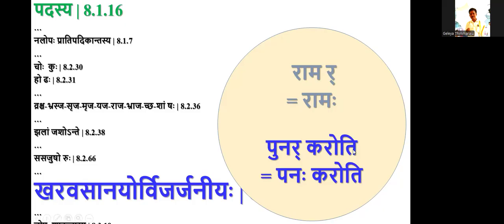But if you take the example of Punar plus Karoti, here this Refa is followed by a Kar letter. It is not a counter example, sorry. This is the example for Karravasanayor Visarjaniyaha. We have Punar, it is an Avyaya which ends with Refa. It is followed by Karoti. Here this Refa is followed by a Kar letter, Kakara. So again by this sutra only, Karravasanayor Visarjaniyaha, that Refa will be converted into Visarga.